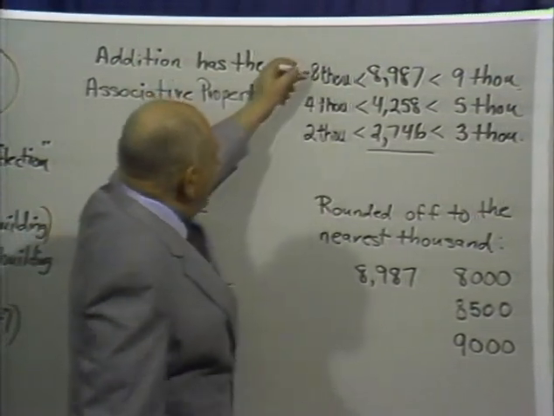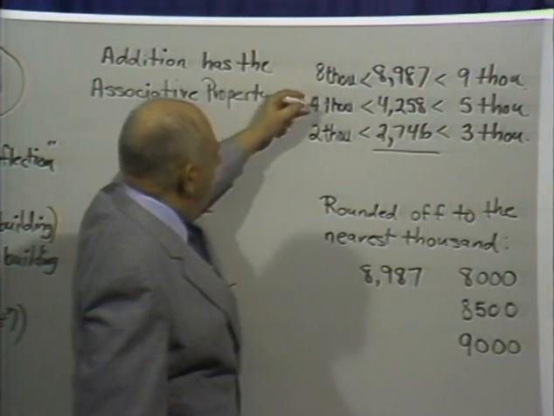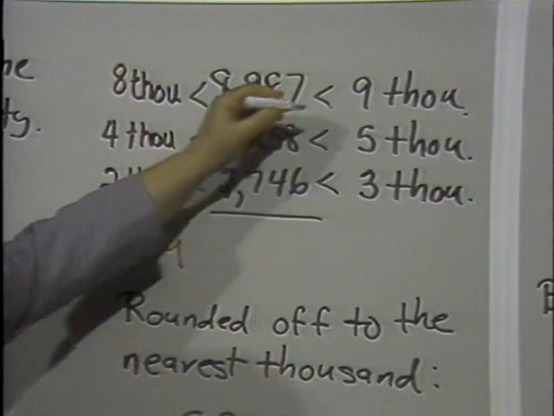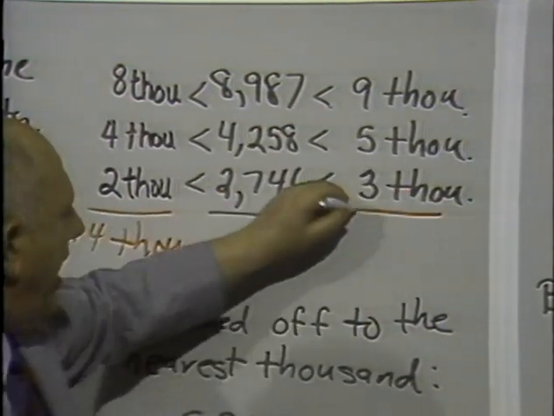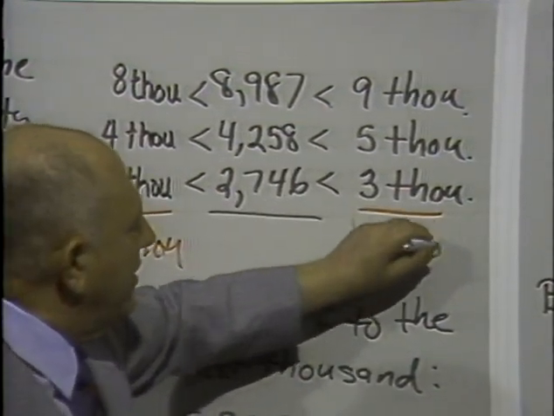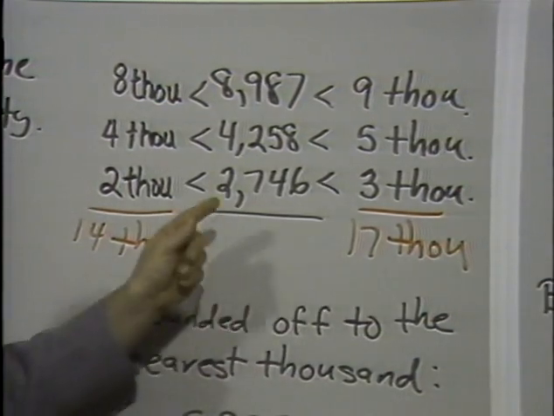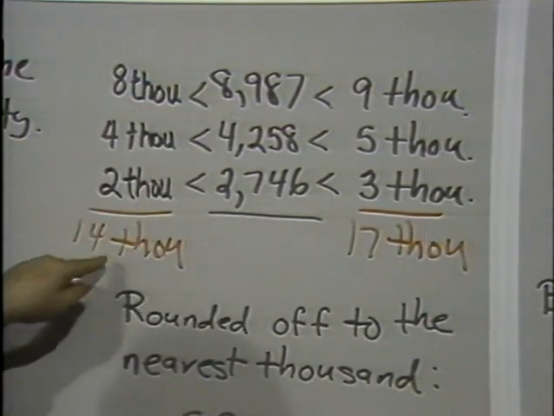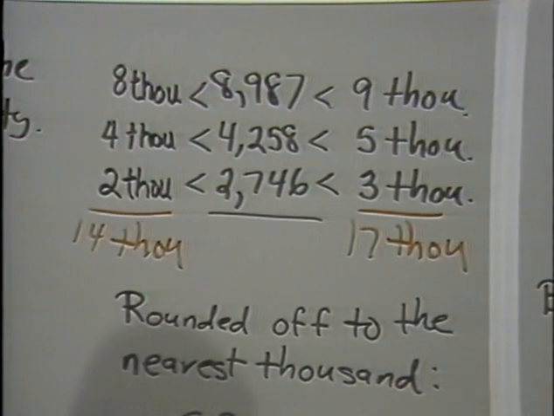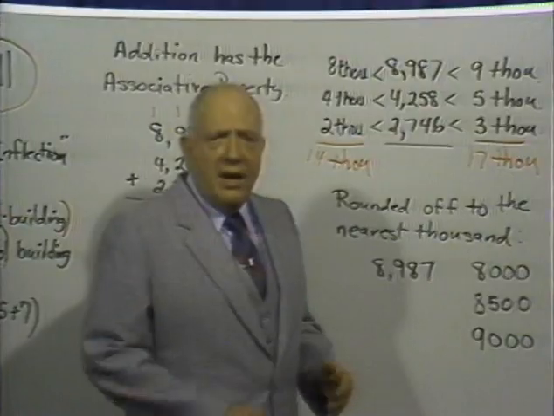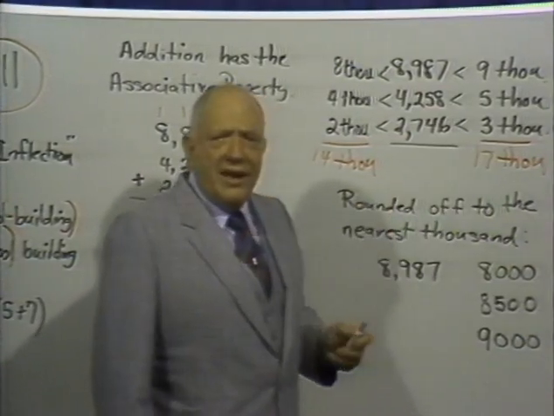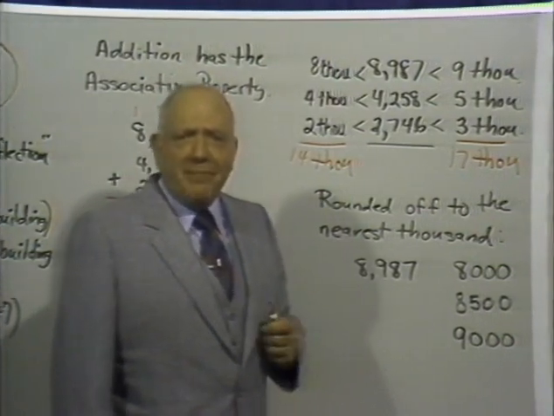So now, isn't this an easy problem? 8 and 4 are 12, and 2 are 14. 14,000. 9 and 5 are 14, and 3 are 17. What does that tell me? Before I even start this problem, it says, hey, whatever this right answer is, it has to be where? Between 14,000 and 17,000. Those are called upper and lower bounds. That's a tremendous help. You say, hey, there's still a lot of room for error in here. Yeah, but there's a lot of room where there can't be an error.